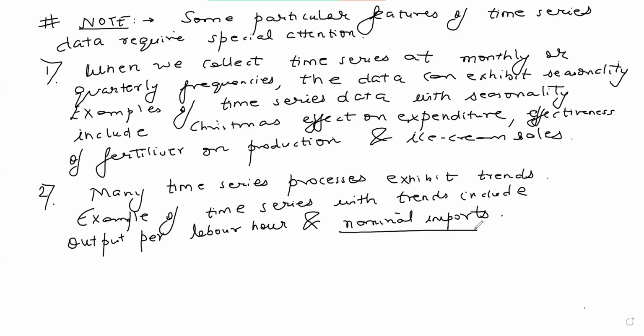So there are two important features of time series data which all students can see. Time series data can exhibit seasonality in behavior. Certain seasons will have higher sales, certain seasons will have lower sales. And time series data can also exhibit trends. By collecting the data over a period of time, you will see that there's a certain trend being followed. Hoping students have understood both these points.